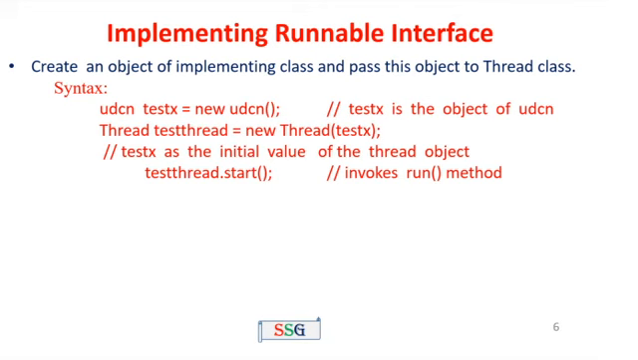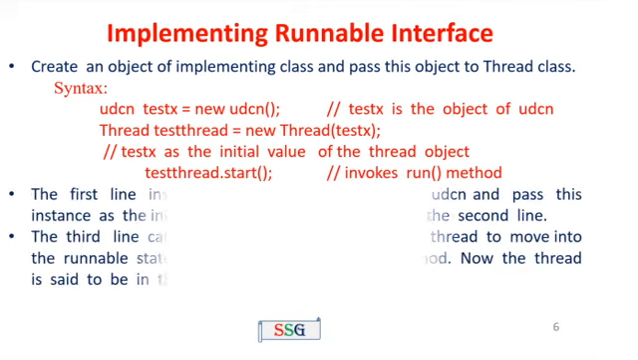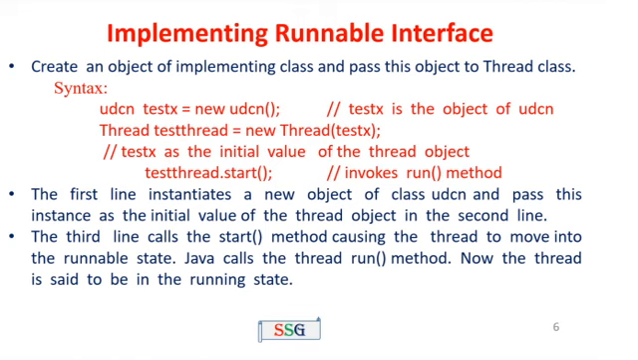Here the compiler calls the run method for the respective threads. Okay, here the first line represents the class object, the second line represents passing this object to the Thread class, then the third line, testthread.start, represents the thread going to the running state.